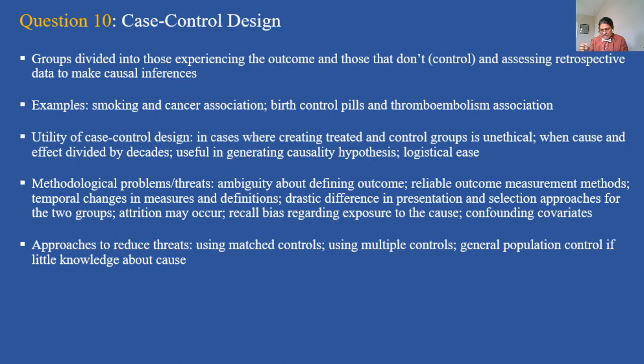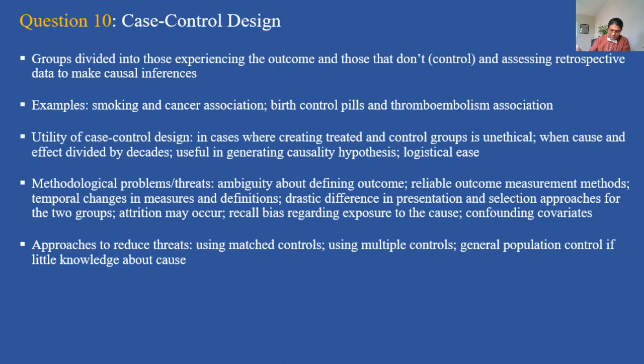So the case control design has certain methodological problems and validity threats. Let us see what these are. One, there is a difference in the scientific community on defining an outcome or its measurement. There is rarely a consensus about the entire facet of any outcome. Second, the method to measure the outcome may be unreliable. Third, changes may occur in the measures and definition over time.